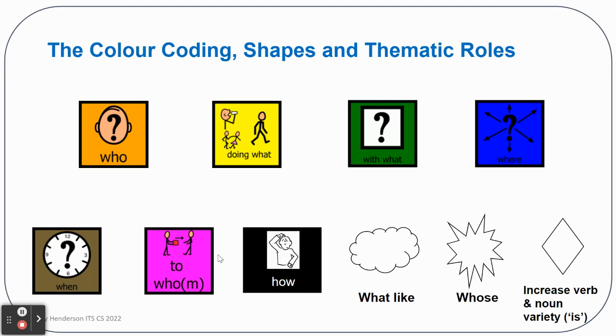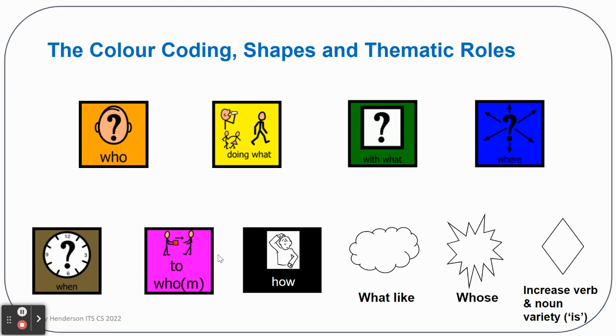So if you have attended the training, you'll know that the focus of the building of a sentence using the Colourful Semantics approach is around the verb, the doing word. That's the important part in the sentence. And then we build the other elements around that. So we have our orange who element. We link it to the what, the where, the when, the who to, the how, what like, whose, and then focusing as well on some specific verbs such as is.